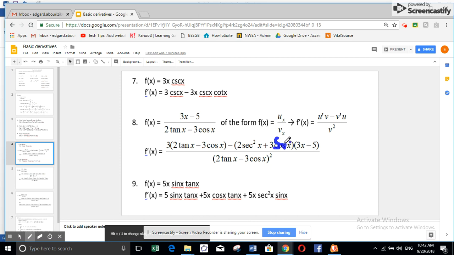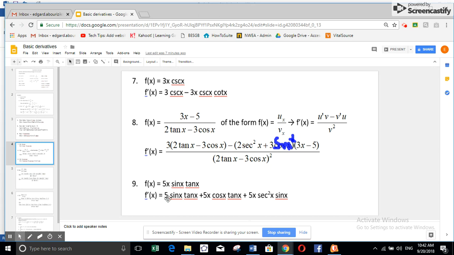sine x, into 3x minus 5 over denominator square. So u over v. And if we continue here, this is u v w. When you have u v w or even more products, you do the derivative of each one times the others without derivative.